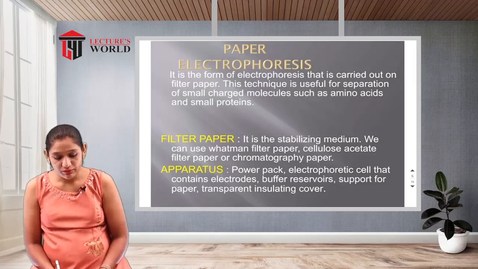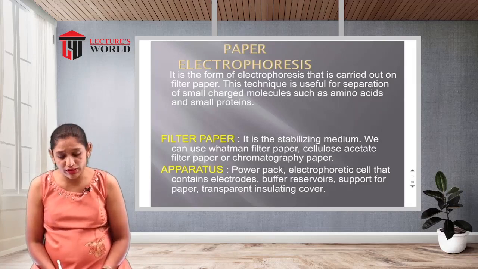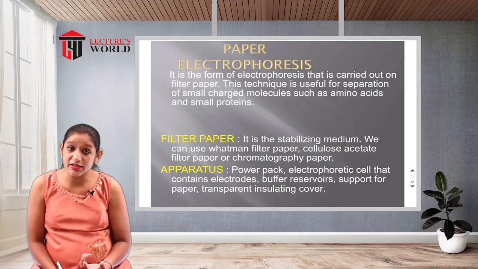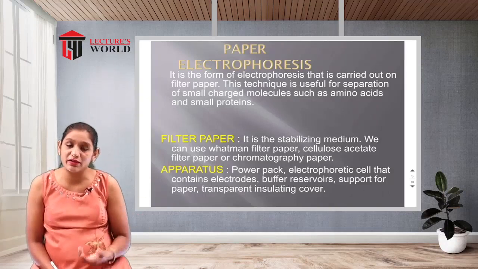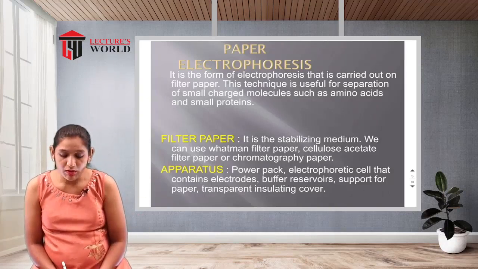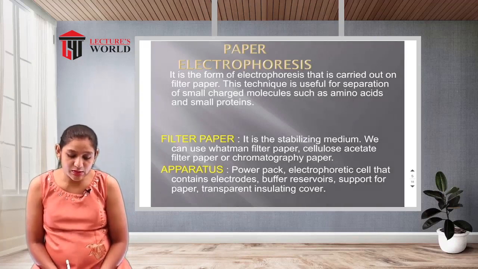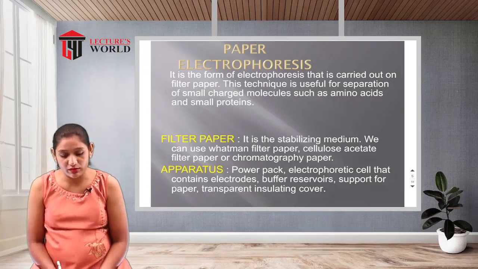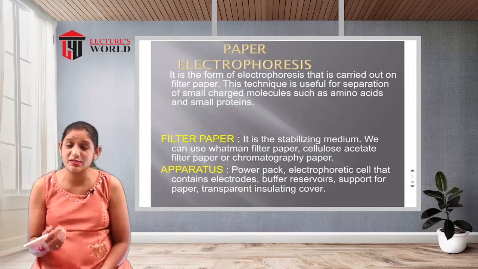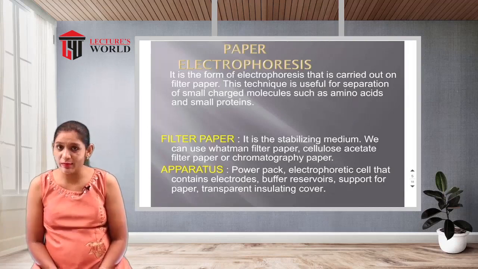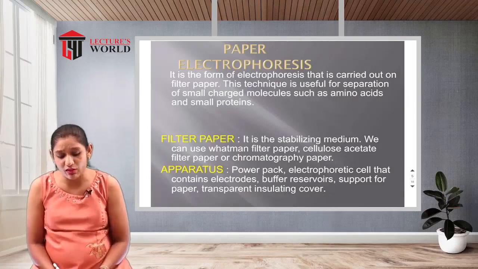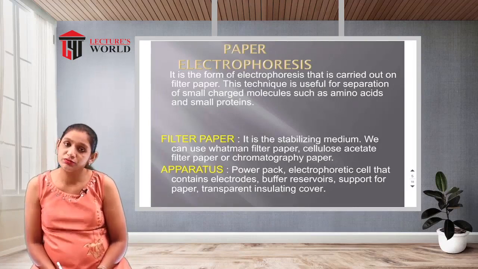A power pack, and an electrophoretic cell that contains the electrodes, positive and negative, the anode and the cathode. Buffer reservoirs, a support for the paper, and a transparent insulating cover are used for the apparatus. These are the requirements for the separation by electrophoresis.